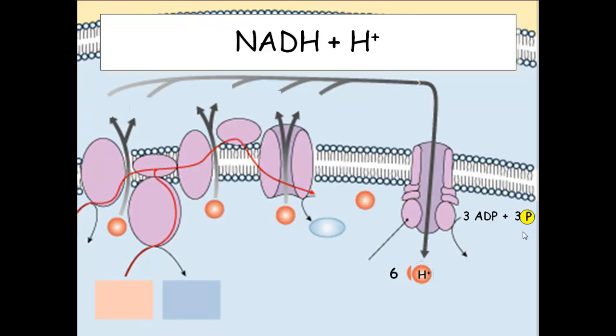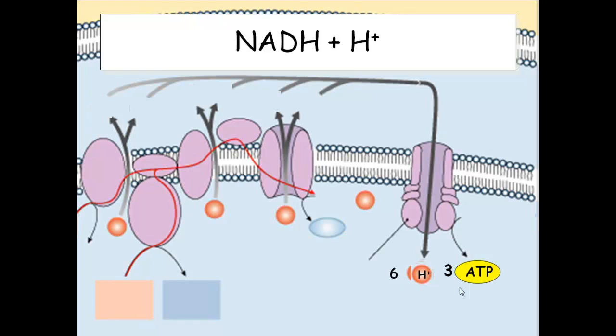Just like water turns a turbine to make electricity. As the protons pass through, this thing changes shape. Okay, and it allows it to basically smack that phosphate group onto ADP. Basically, every two protons that come through, this thing spins and makes an ATP. So if six protons come through, how many ATPs are made? Three. Because every two protons that come through spin the wheel. ADP gets a phosphate group added to it to make ATP. So for every six protons that come through, three ADPs are phosphorylated to make three ATPs.